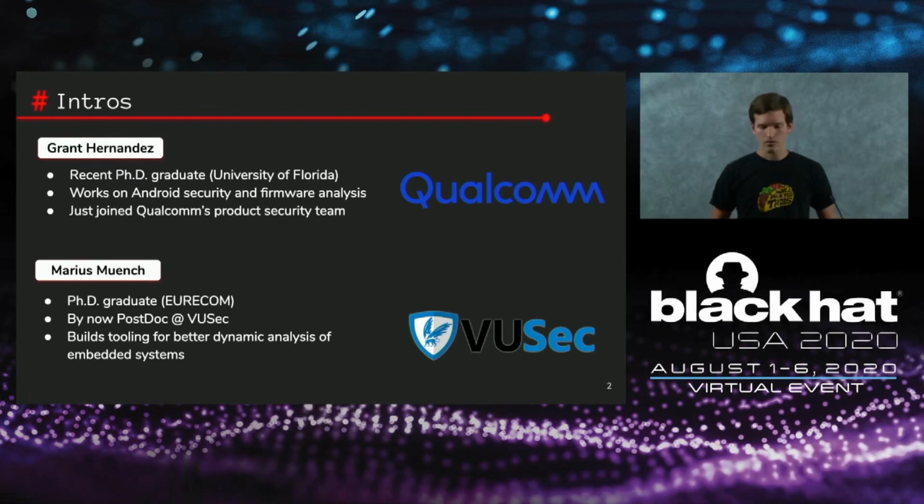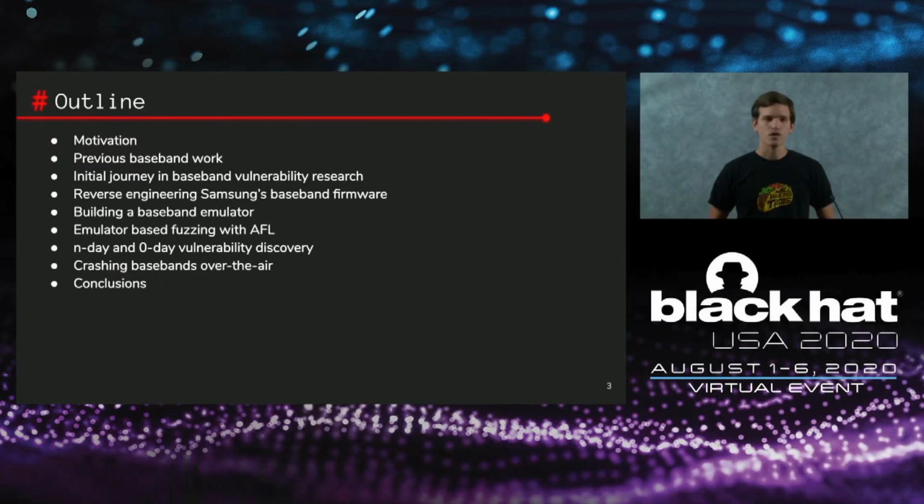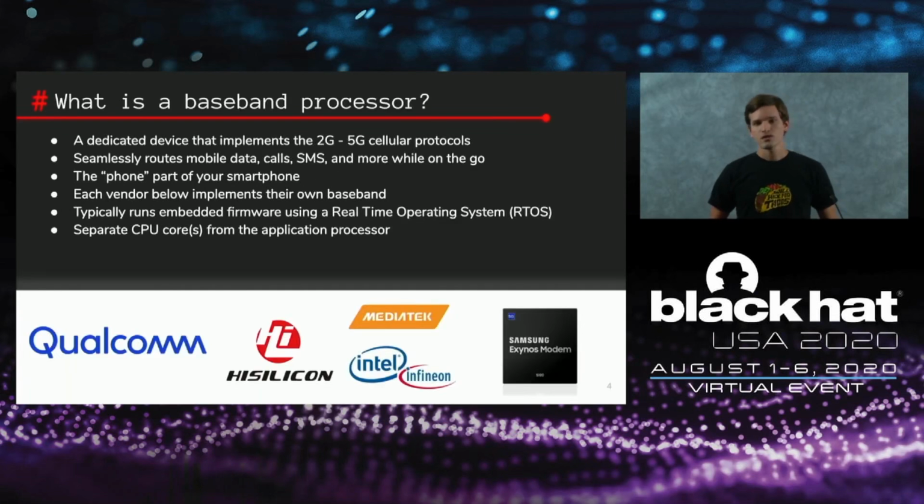So let's talk a little bit about our agenda today. I'm going to start with a little bit of motivation as to why we decided to look at basebands. And to do that, we're going to go over some previous baseband work. Initially, we'll talk about how I started doing baseband vulnerability research and where it fell short. And then we'll jump right into reverse engineering the baseband firmware, how we built the baseband emulator, and then how we actually used our emulator to fuzz via AFL, allowing us to find n-days and 0-days. Finally, we'll demonstrate that the things we find in our emulator actually work over the air, and then we'll conclude.